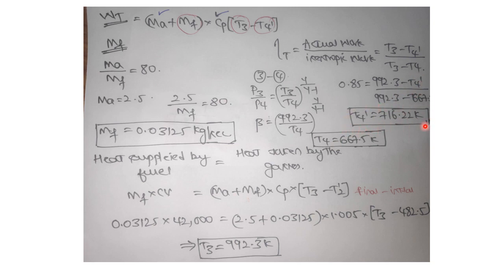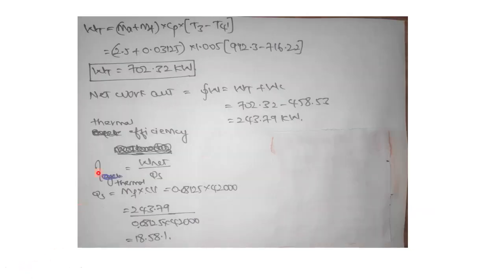So once you have known T3, T4 dash and all the unknown parameters, you can easily calculate the work done by the turbine. Work done by the turbine is given by (MA plus MF) into CP into (T3 minus T4 dash). Substitute all the things, you'll get around 702.32 kilowatts.